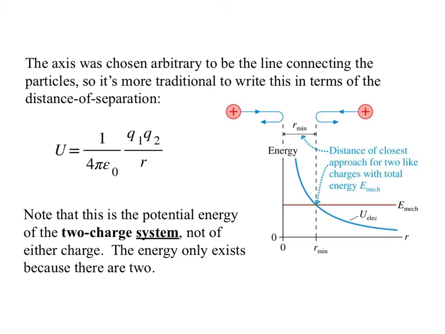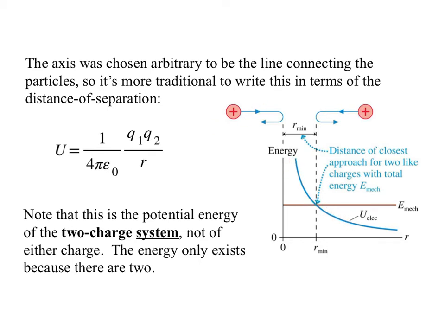Look, we arbitrarily chose the axis to be the line connecting the two. So it's more traditional to write this in terms of the distance by which they're separated. That is, the potential energy at some point is 1 over 4 pi epsilon naught, Q1 times Q2 over the distance between them. Notice, the potential energy of the two-charge system, not of either charge. It makes no sense to say the potential energy of a single charge. Potential energy is a feature of systems. It only exists because there are two charges between themselves. Hey, it's a 1 over r thing. It looks a little bit like gravitation did.